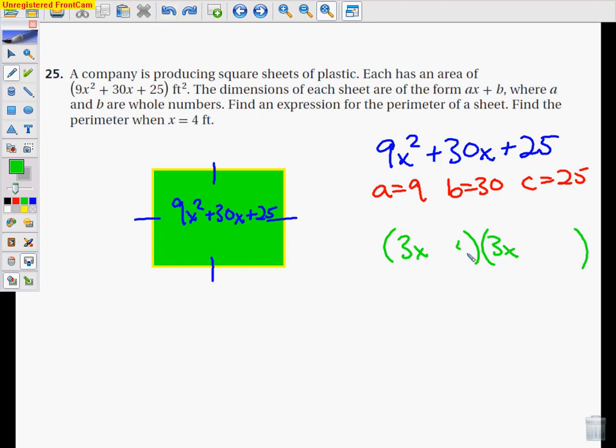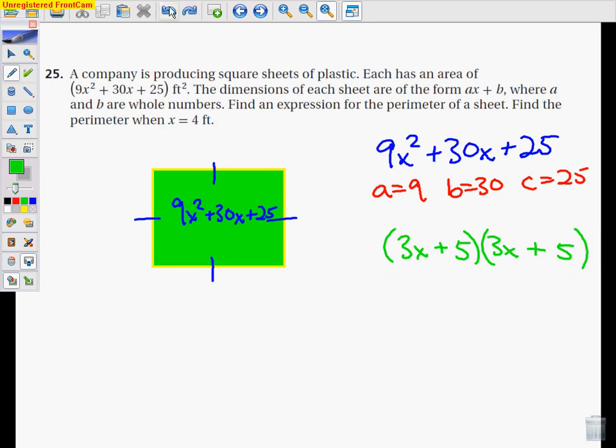And the square root of 25 is 5. Now, because this totals up to 30x, your inner and your outer have to add up to 30x, you want to make these both positive 5s. Now, guess and check, remember, is guess. This is our guess right here so far. That's the guess.